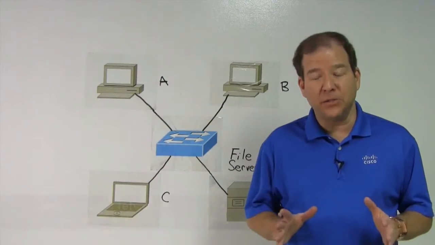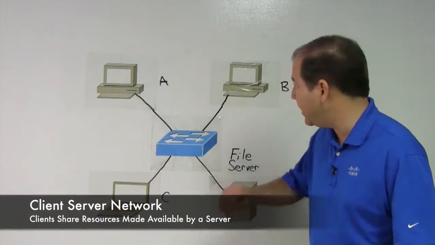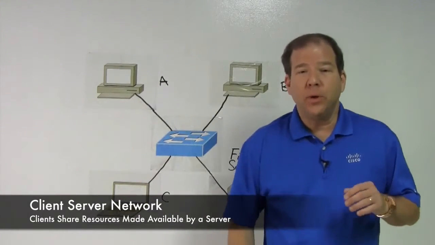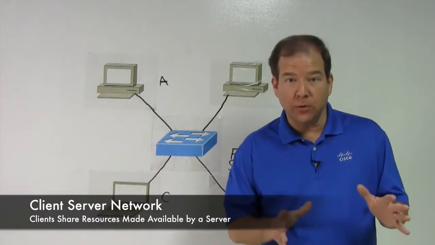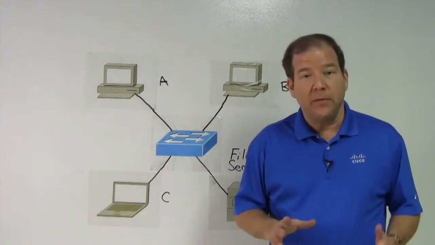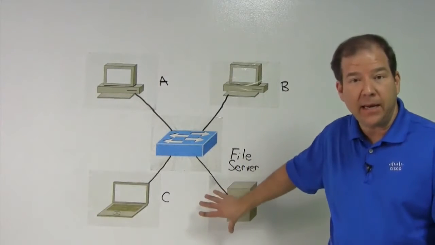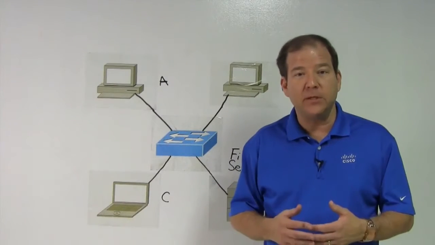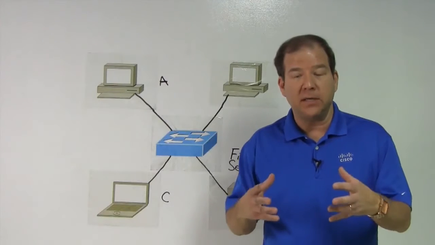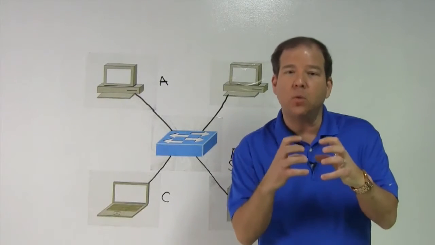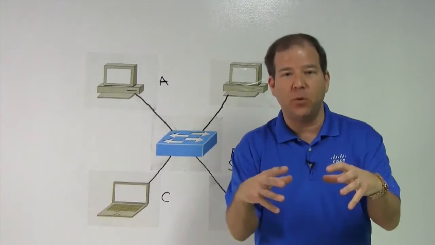In a client-server network, clients such as A and B and C in this example, they're going to reach out to a network server, like a file server, to access resources. In this case, we've got a machine that's dedicated, whose purpose in life is to be a file server. Maybe it's serving up shared files that a team is using on a project. Maybe it's a database server, but it's a single repository that everybody else points back to.